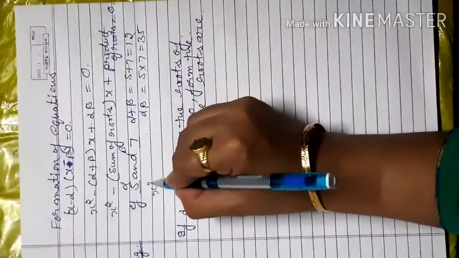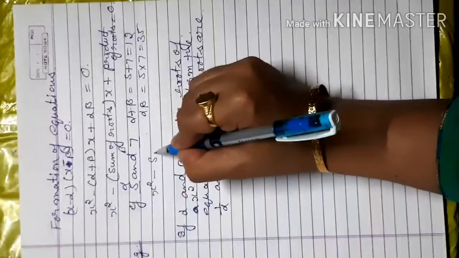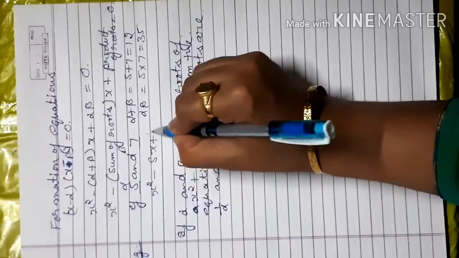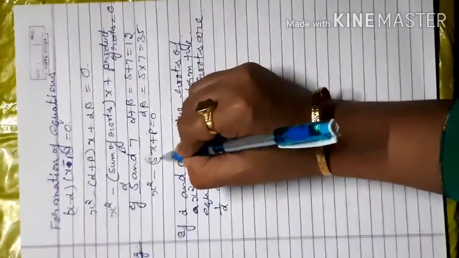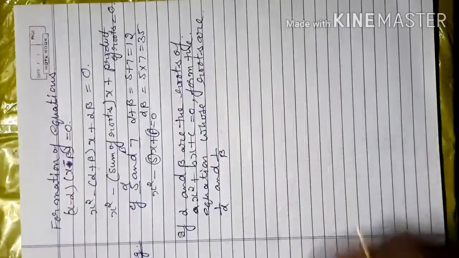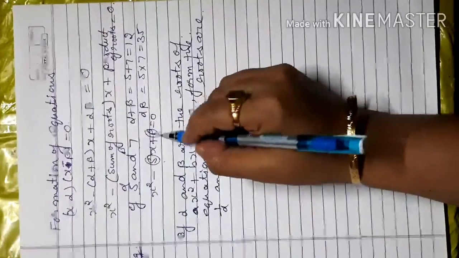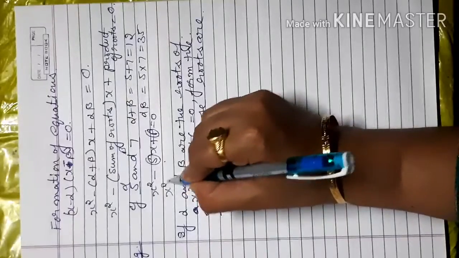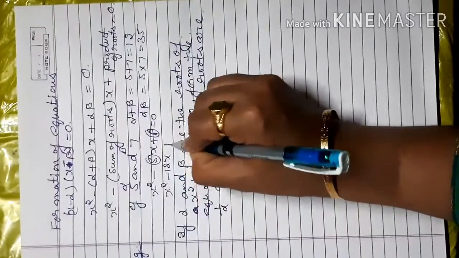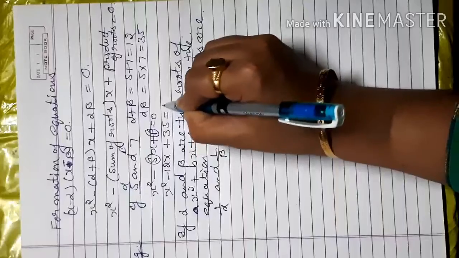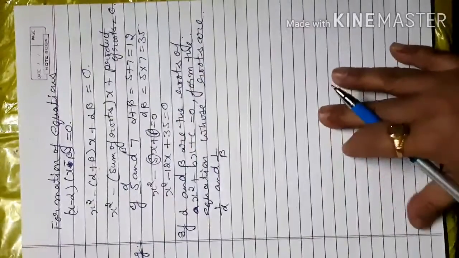Now you have to substitute in your general equation, x square minus sx plus p is equal to 0. This is the sum of roots, this is the product of roots. Then you replace the sum of roots here, and the product of roots here. So that is x square minus 12x plus 35 is equal to 0. So that is my required equation.